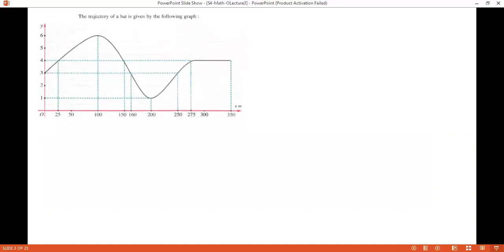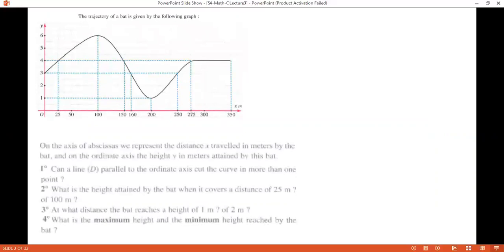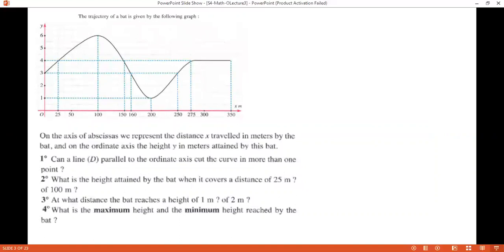Look at this graph. This is a trajectory of a bat. On the axis of abscissa, we represent the distance x traveled in meters by the bat, and on the ordinate, the height in meters attained by this bat. So it's the variation of the height as a function of the distance traveled. Okay, let us look at this graph carefully.